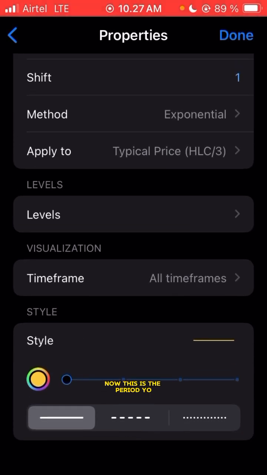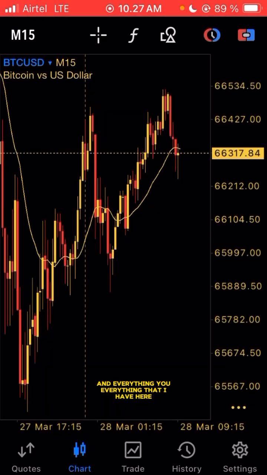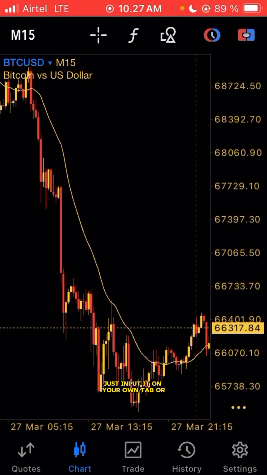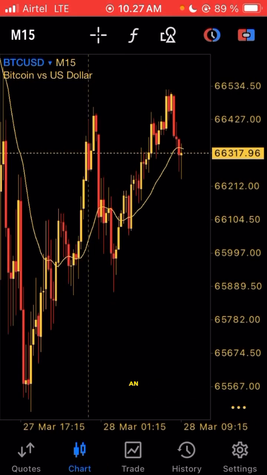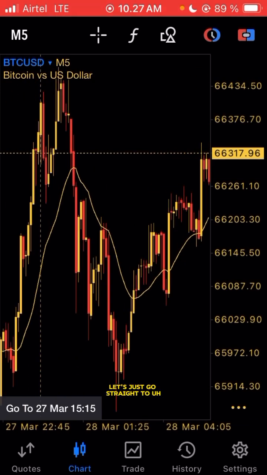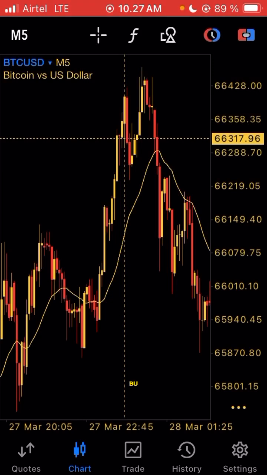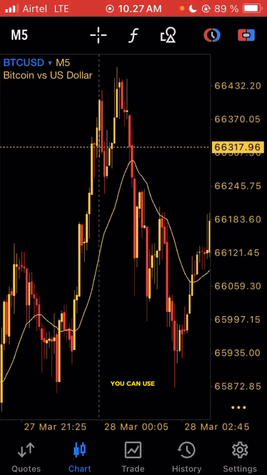Now this is the period you're going to use, shift, and everything that I have here, just input it on your own tab or screenshot and then click on done. Now what you're going to do, let's just go straight to the 5-minute time frame. All right, so if you want to, you can use this on any time frame anywhere, but so far you use it on a smaller time frame if you want to scalp. And if you want to day trade, you can use the 15-minute or the 30-minute time frame.